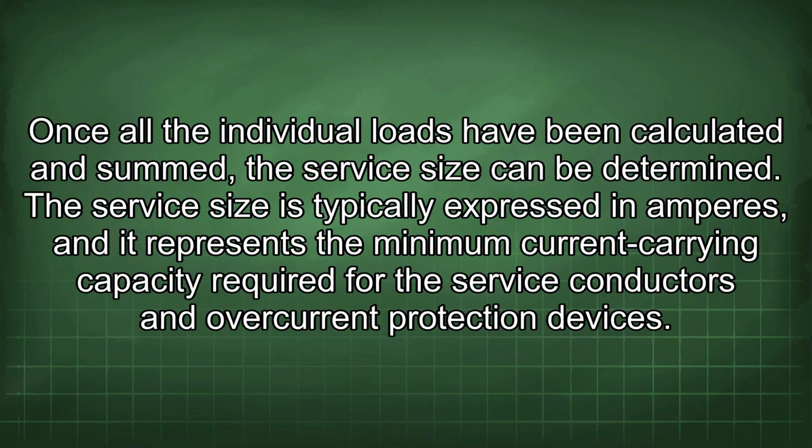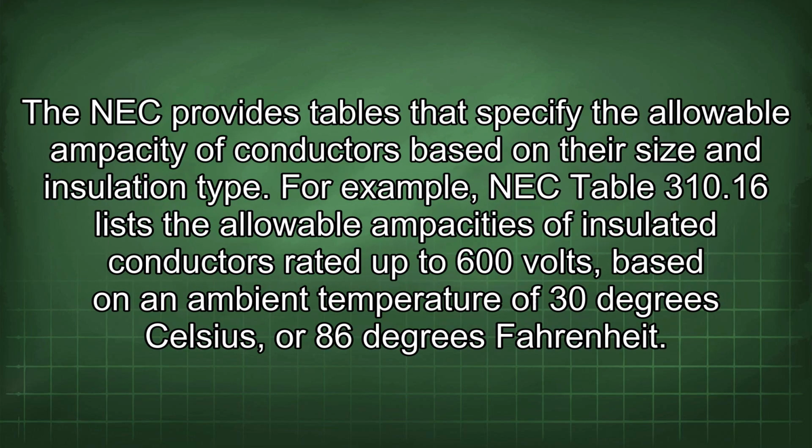Once all the individual loads have been calculated and summed, the service size can be determined. The service size is typically expressed in amperes, and it represents the minimum current carrying capacity required for the service conductors and overcurrent protection devices. The NEC provides tables that specify the allowable ampacity of conductors based on their size and insulation type. For example, NEC Table 310.16 lists the allowable ampacities of insulated conductors rated up to 600 volts based on an ambient temperature of 30 degrees Celsius or 86 degrees Fahrenheit.